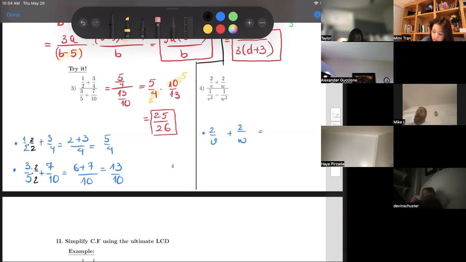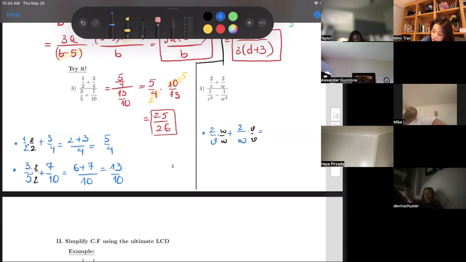So the LCD is VW. That means on the left one, the first fraction is missing what? Missing W. So W/W, and V/V for the other. Even if you don't want to think about the LCD, just ask how to add the two together. You have to have the same denominator, right? The first one is missing W, so you multiply by W/W. The second one is missing V, so you multiply by V/V. If you want to think about the LCD, you can think of it like that.